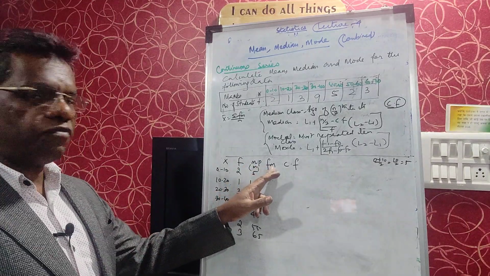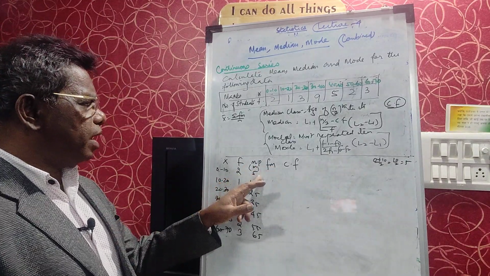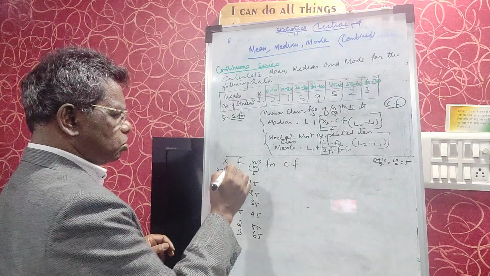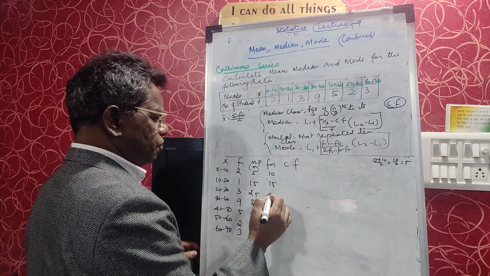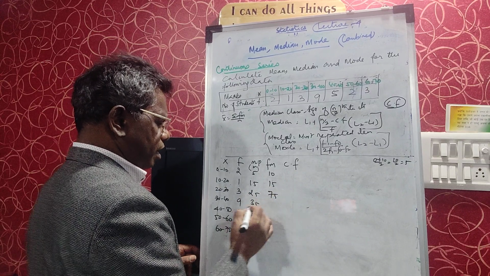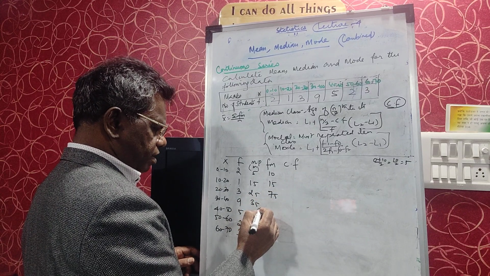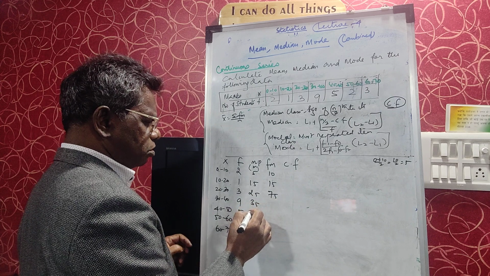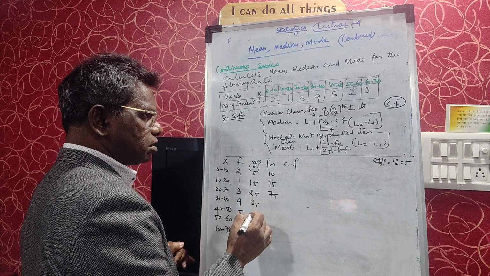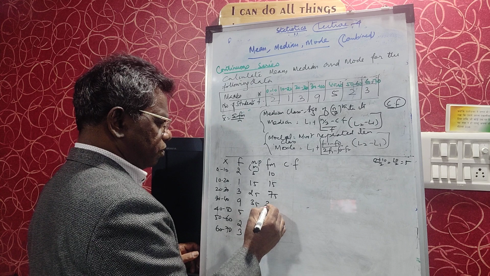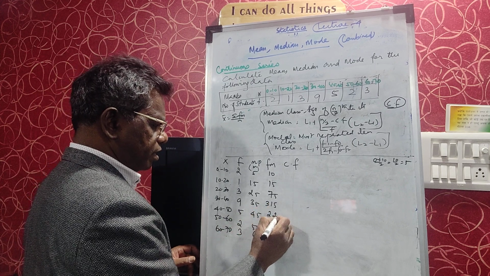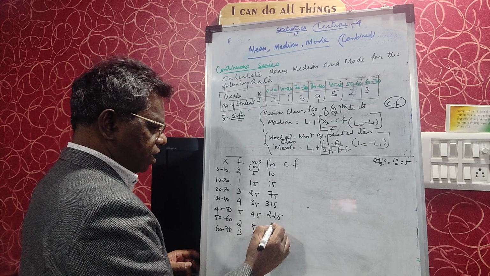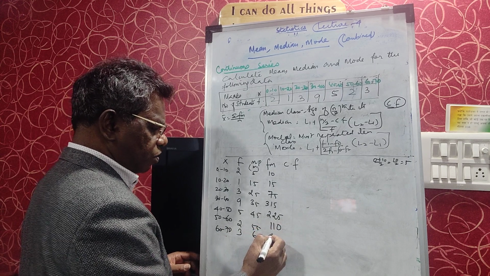Now you need fm, f into m. 2 into 5 is 10. 1 into 15 is 15. 3 into 25 is 75. 9 into 35 is 315. 5 into 45 is 225. 2 into 55 is 110. 3 into 65 is 195.